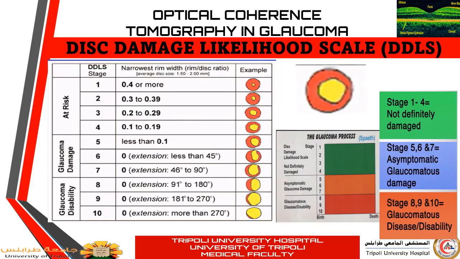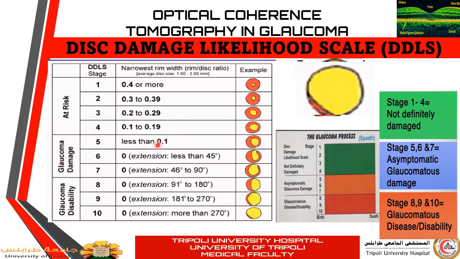As I mentioned in the previous slide, as you can see, in the scale system of this disk damage likelihood scale, the first 4 categories define patients at risk, when the rim disk ratio is between 0.4 and then declines gradually. So these patients are at risk. Now the other 3 stages signify that the patients already have glaucoma.